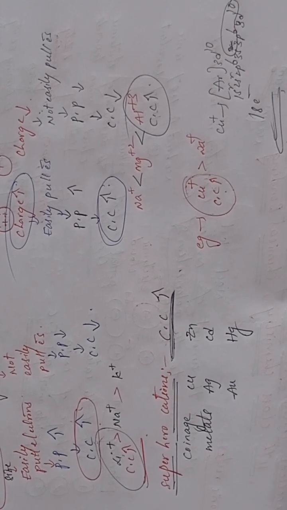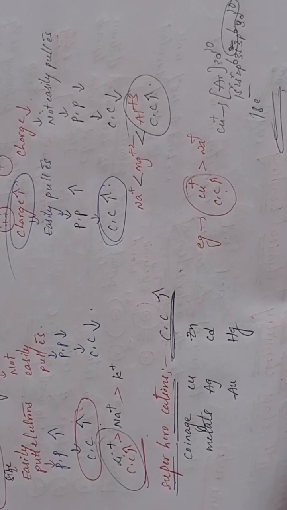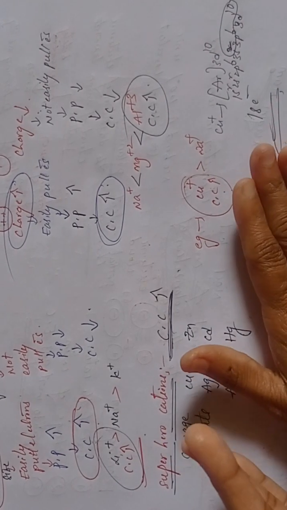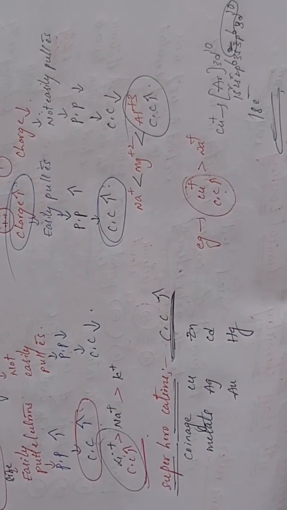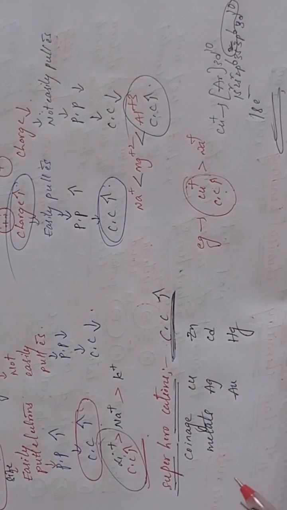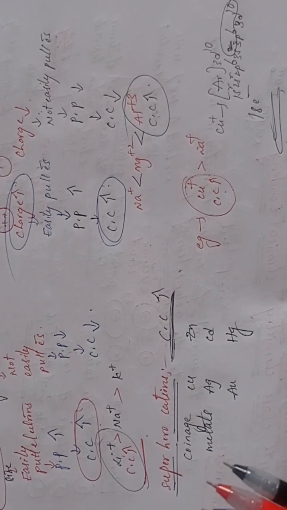Understanding, students? This is about the polarizing power. More polarizing power, more is the covalent character. We have completely discussed the cation. Polarizing power is a property of the cation, and it depends on three factors: size of the cation, charge of the cation, and pseudo inert gas electronic configuration. These three factors are completed. Now we are discussing the anionic property.